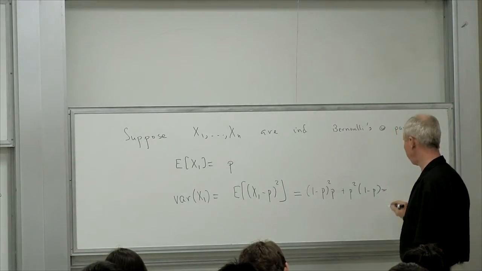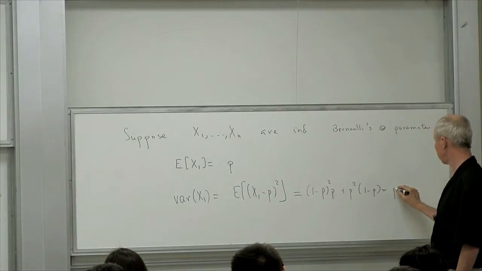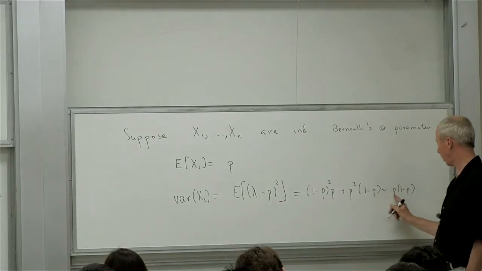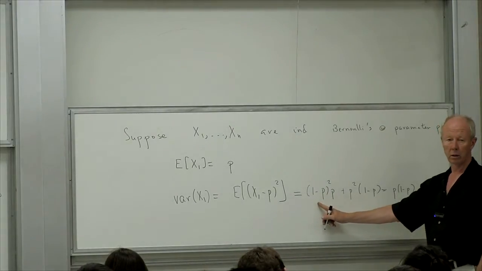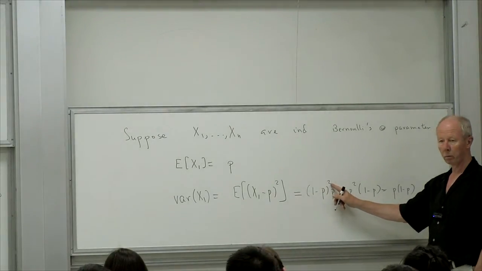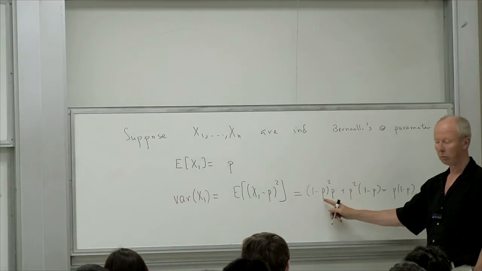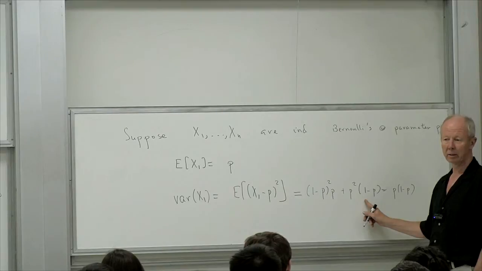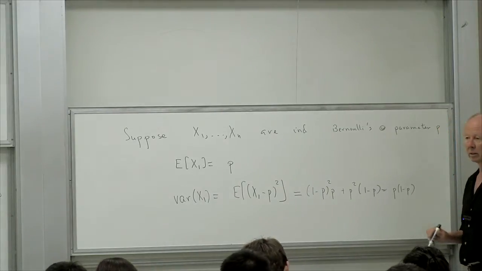I can factor out a p and a 1 minus p from here. And what would be left here when I factor this out? One more power of this, right? So 1 minus p. What would be left here? p. What happens if I add 1 minus p to p? You get 1, so it's this. That's the variance.